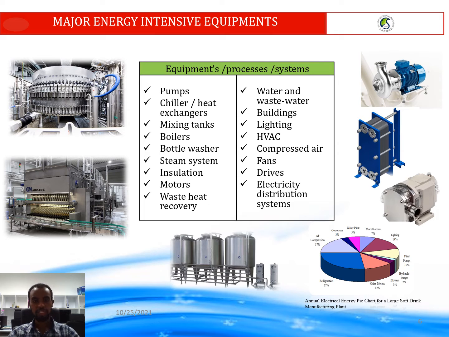Now let's see the major energy intensive equipments in the industry. In the soft drink industry, the major equipments, processes and systems that are energy intensive include pumps and chillers, heat exchangers, mixing tanks, boilers, and bottle washers. They are really highly energy intensive equipments. Also motors, waste heat recovery, wastewater, buildings, lighting, HVAC, compressed air, fans, drives, and electricity distribution systems. So these are the major and main equipments, processes and systems that are highly energy intensive.